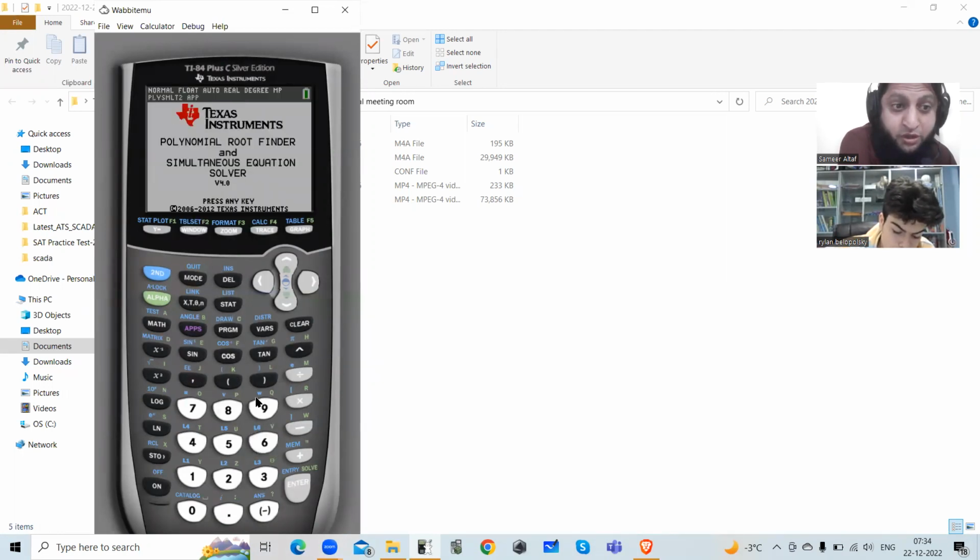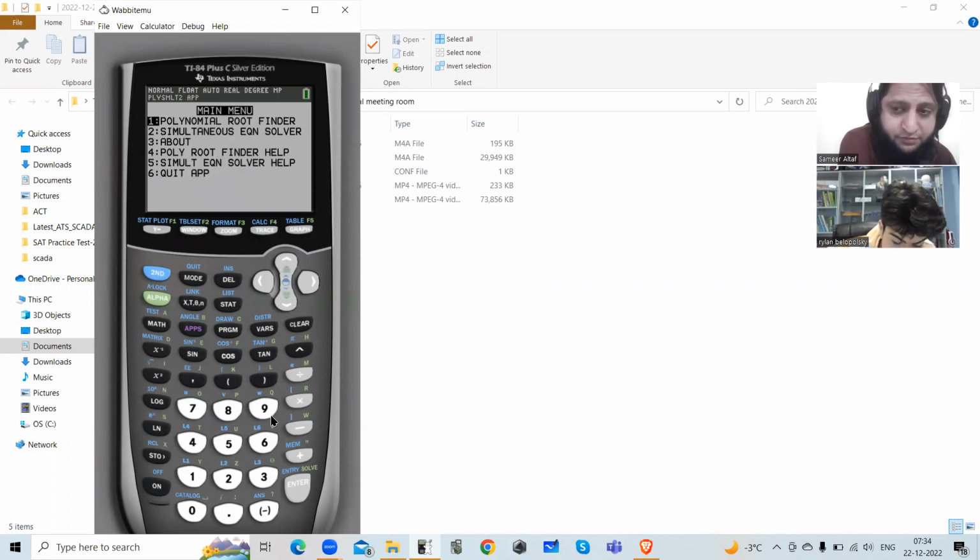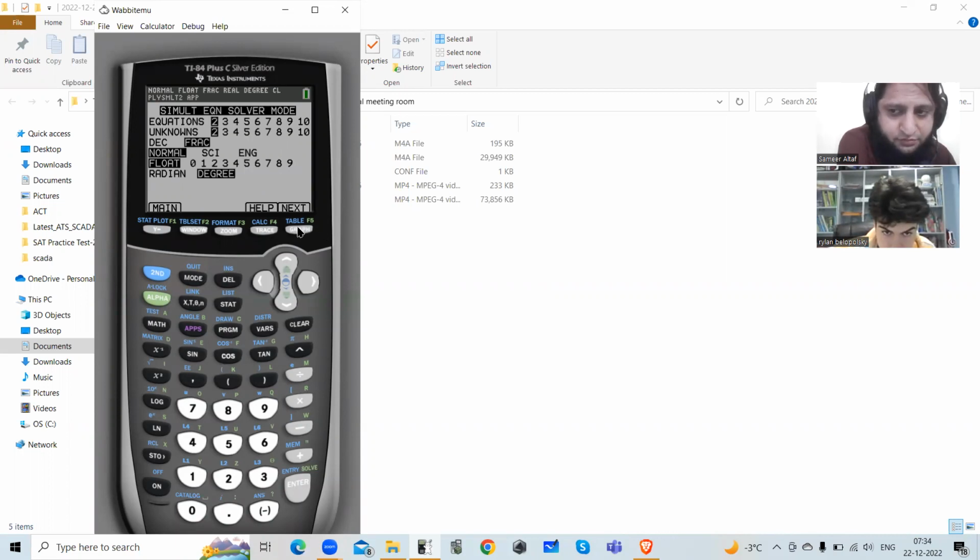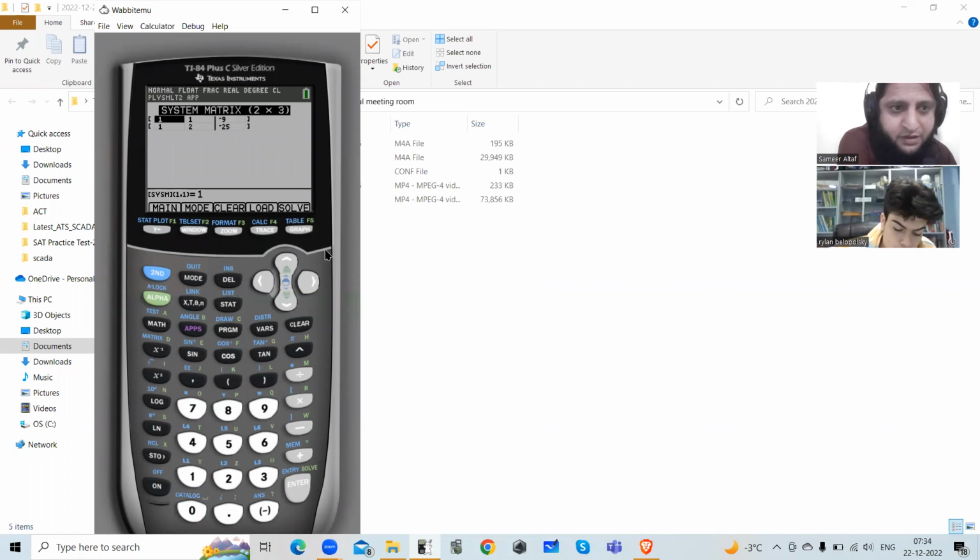You're interested here in the simultaneous equation solver. You have that option. Click on that, and then what is it showing? You have to hit the next button, which is the graph button. Now you have to put in the numbers simply.